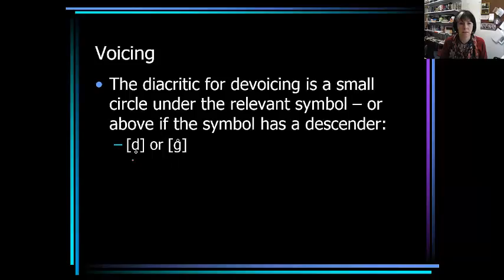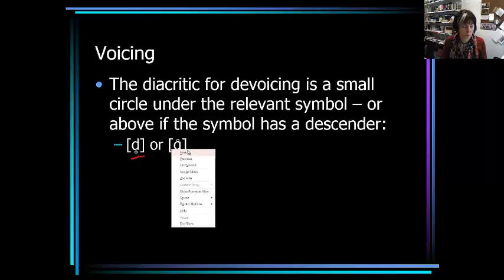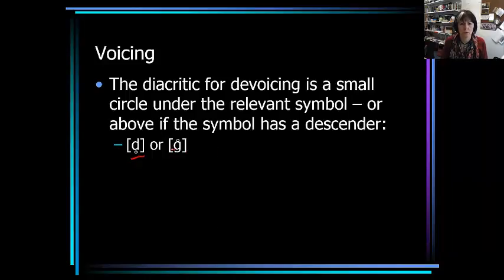The diacritic for devoicing is a small circle underneath the relevant symbol or above it if the symbol has a descender. So usually we put the small circle underneath like this, but occasionally if a symbol has a descender, and that means if it goes under the line, so if we're going to write this consonant, for example, then it will sit on the line like that. Then we put the circle over the top. I should just say that occasionally on this font on my computer the diacritics do odd things. Mainly they're okay, but we can see here that we've got the small circle above this symbol, and that's because the descender here goes under the line.